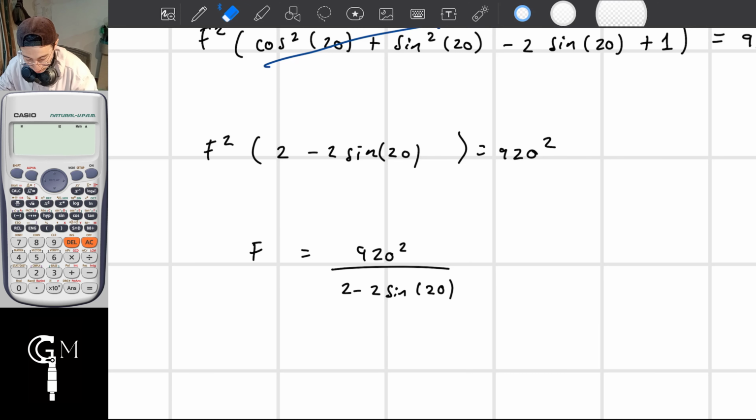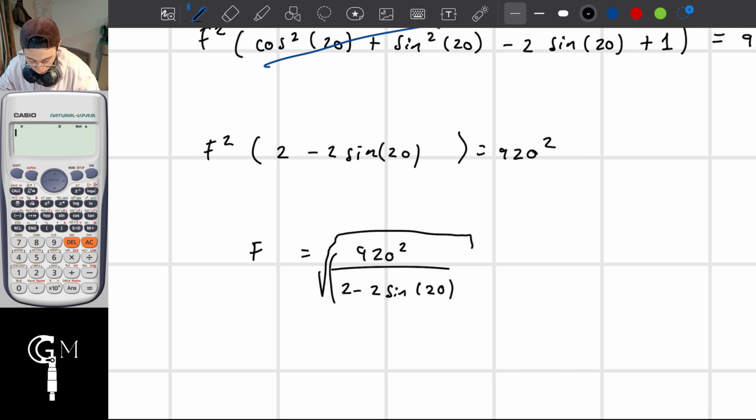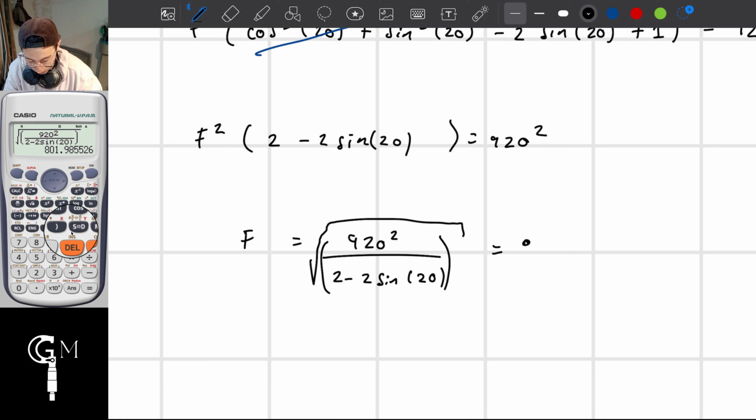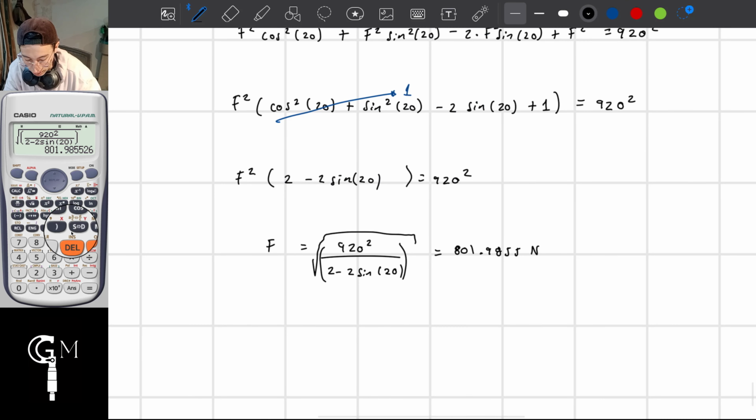And since I don't need the square but the base, I can place a square root right here. So the square root of 920 squared divided by 2 minus 2 sine of 20. Please make sure that you are using degrees. And this is equal to 801.9855 newtons, which is the final answer.